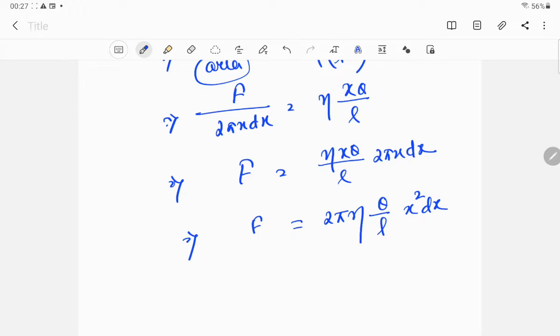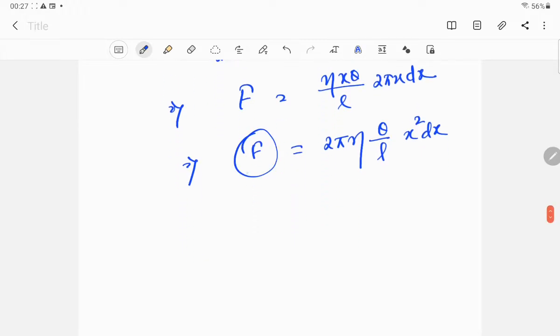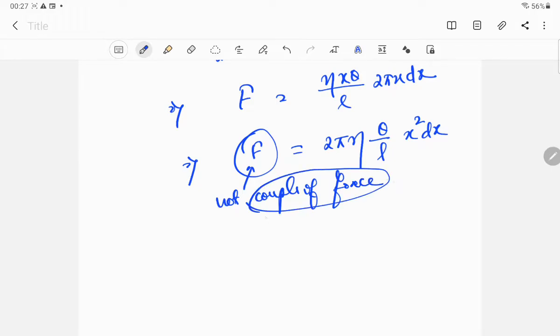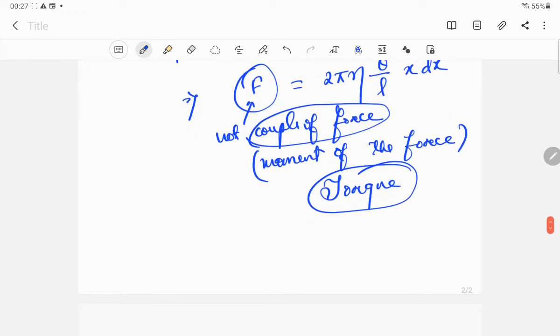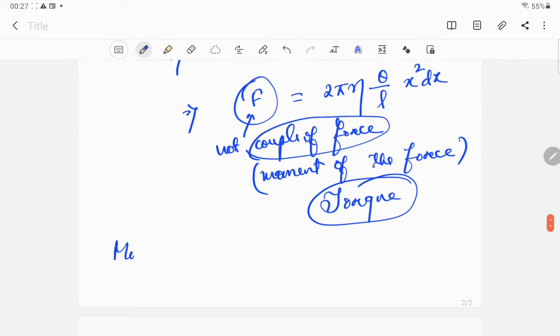Now the problem is that this is the force, this is not the couple of force. So how do we get a couple of force? That is by taking the moment of the force. Moment of the force is, in one word, called torque. So now we need to find out the moment of the force. The question is, about what?